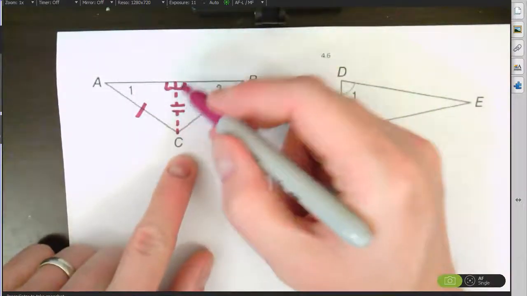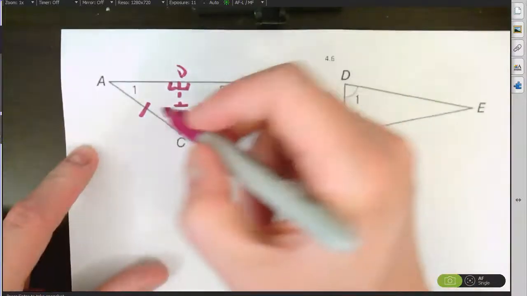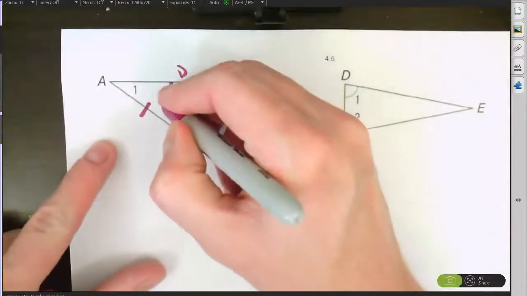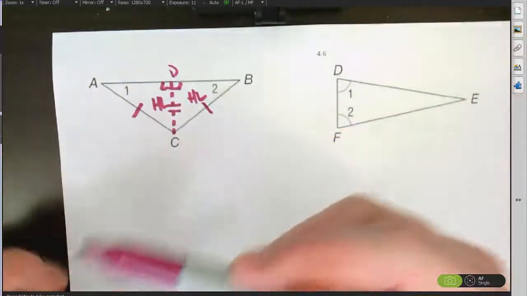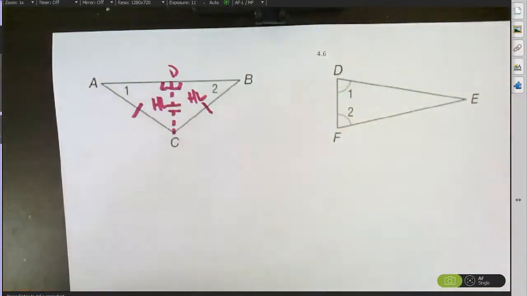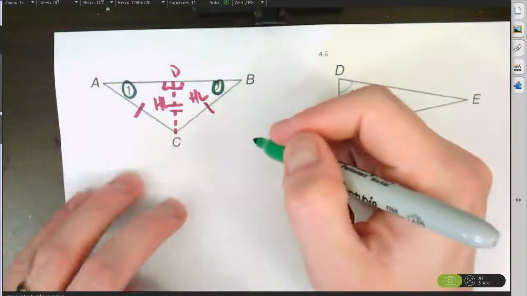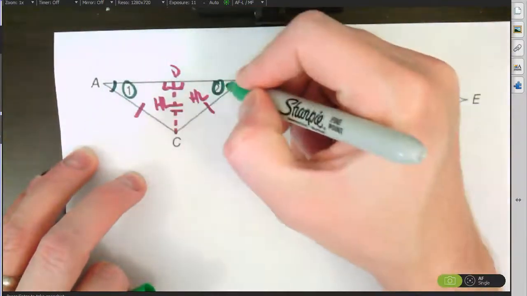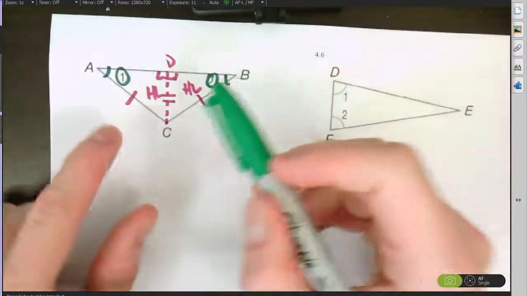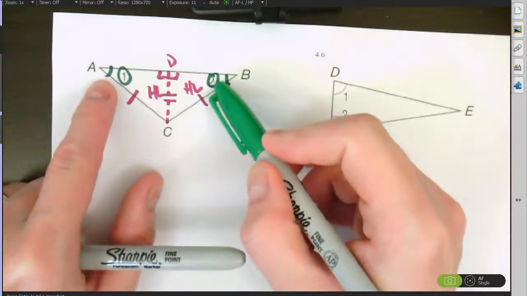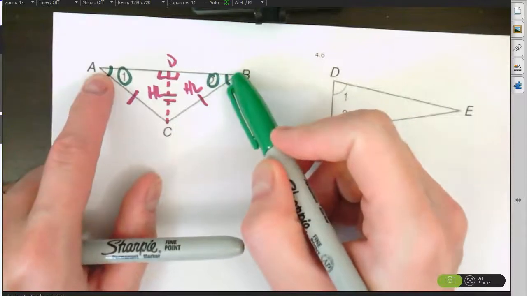And by the reflexive property, let's call this CD, I can say CD is congruent to itself. So these two triangles here are congruent by hypotenuse leg. And if they're congruent, their corresponding parts, angles 1 and 2, are also congruent. And that's the first important theorem about isosceles triangles. Not only are the legs congruent, but the base angles are also congruent on isosceles triangles.